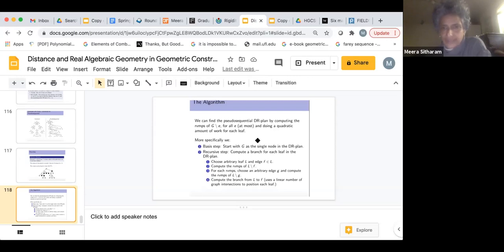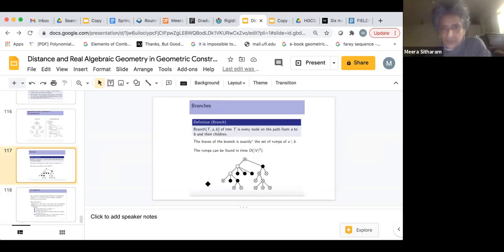Essentially, as I said, the algorithm moves in a wave, if you will, going along one path from root to leaf. It'll start with that, and then it'll find all these rigid vertex maximal subgraphs. And then for each of those, it computes a branch and so forth. So it proceeds in this manner.